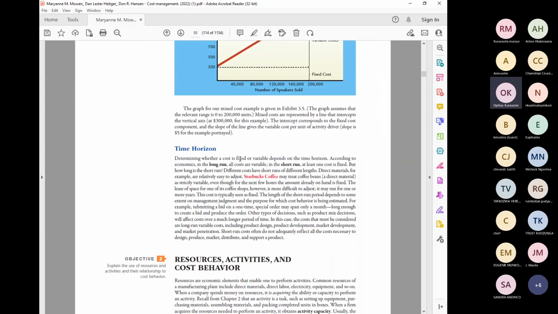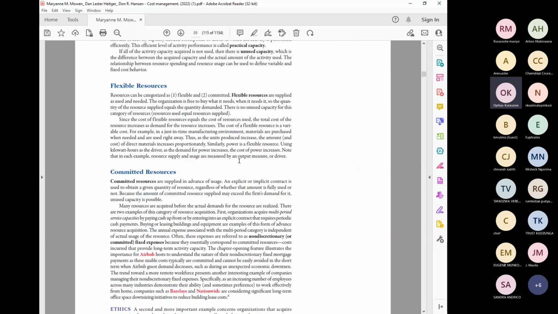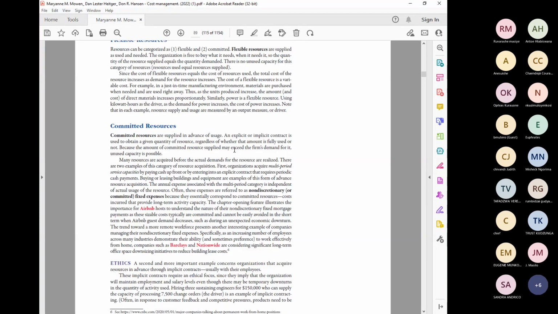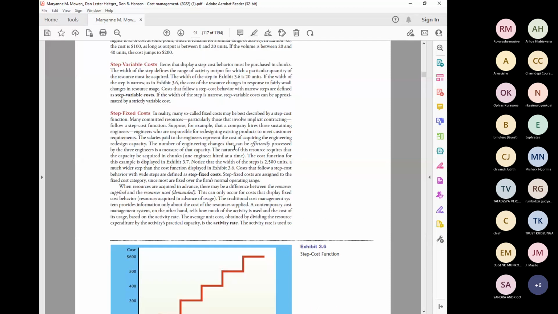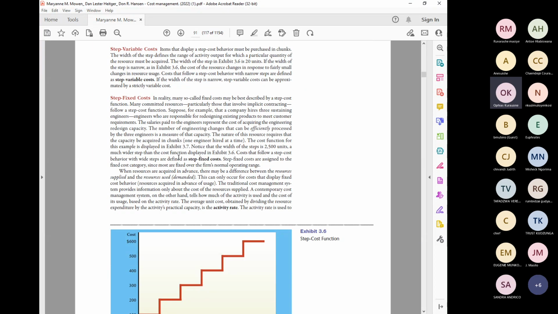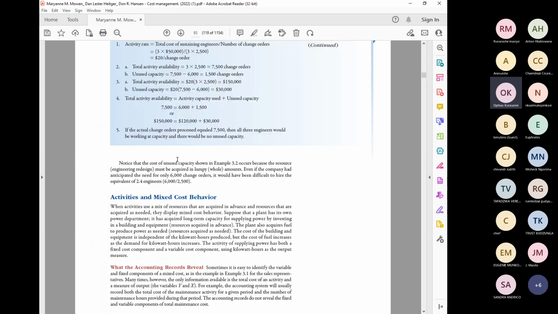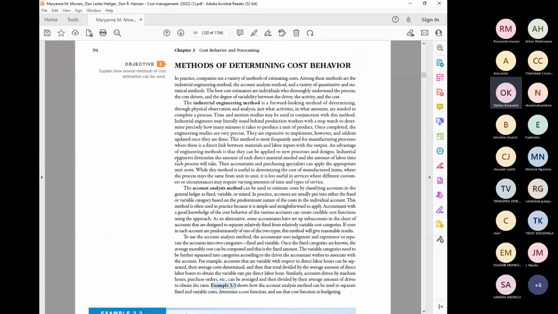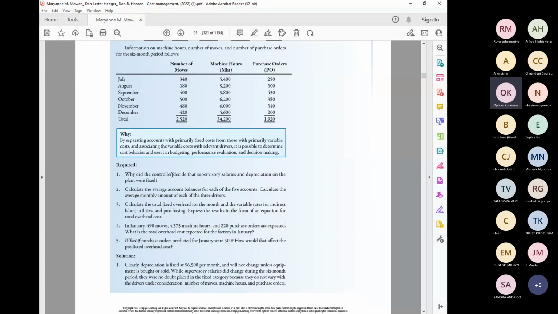I want us to look at this topic which people sometimes don't understand: cost volume profit analysis. As you read this chapter, you see step variable cost and step fixed cost here. You enjoy reading, like what we're saying: those costs which change with the level of production, and some which don't change with the level of production.